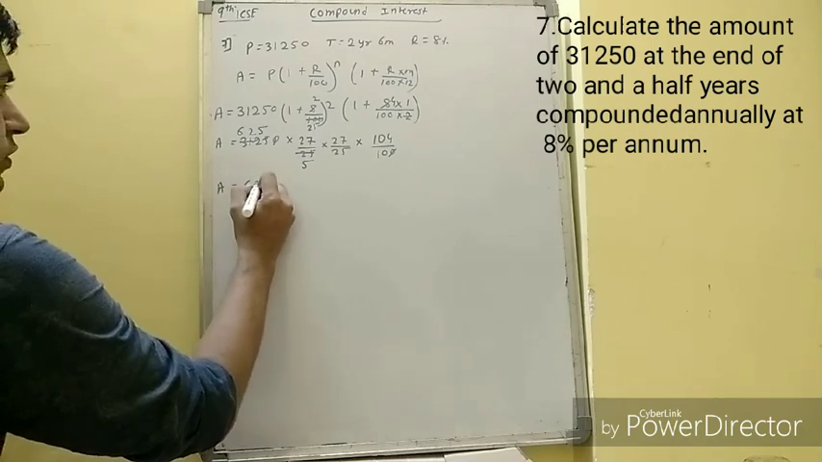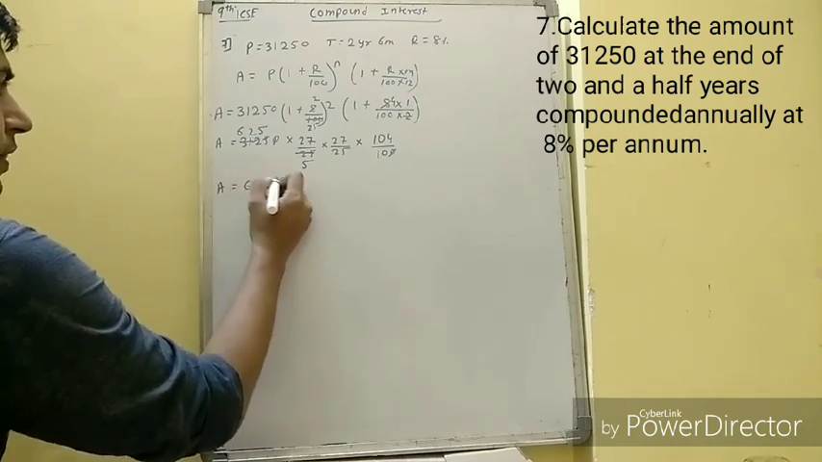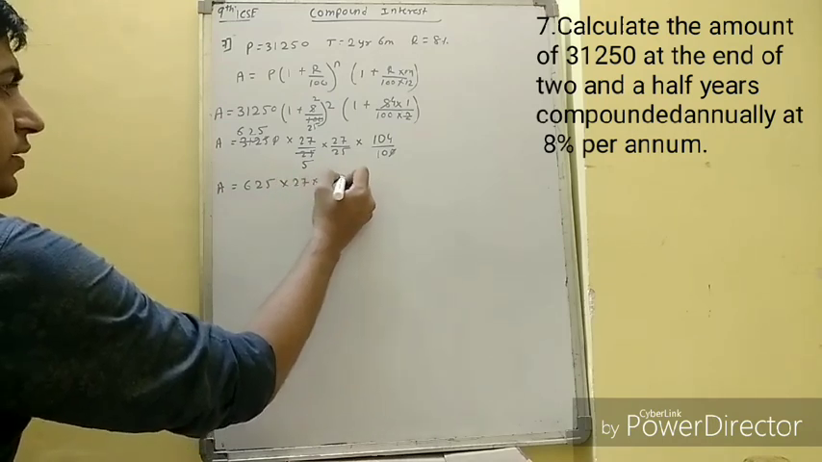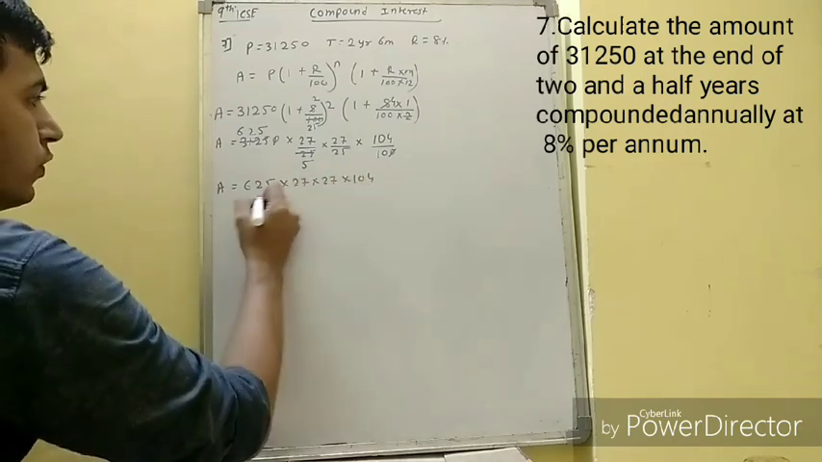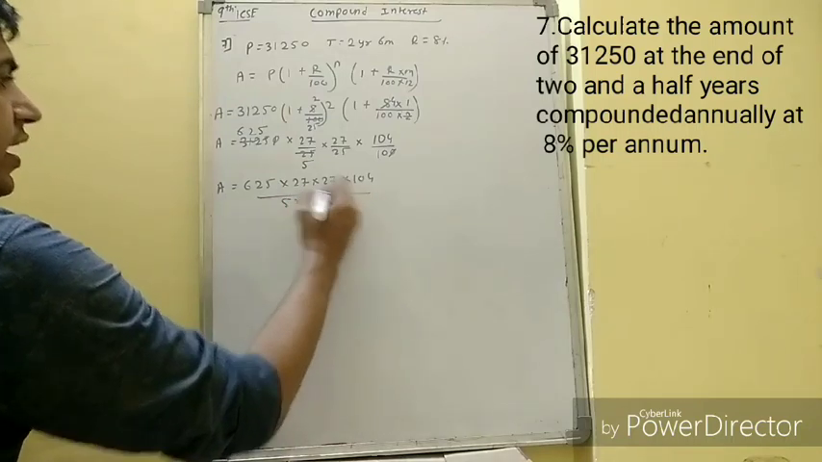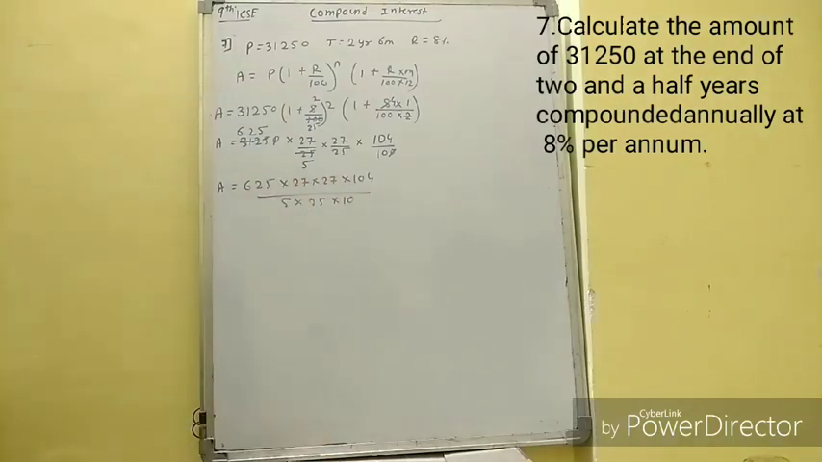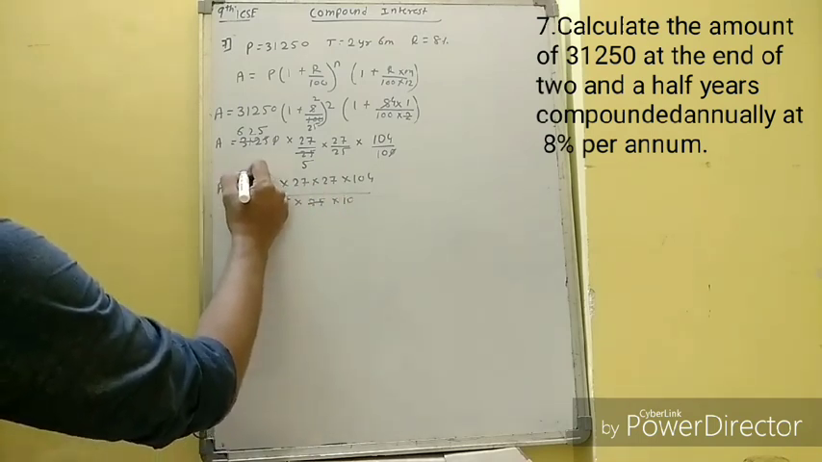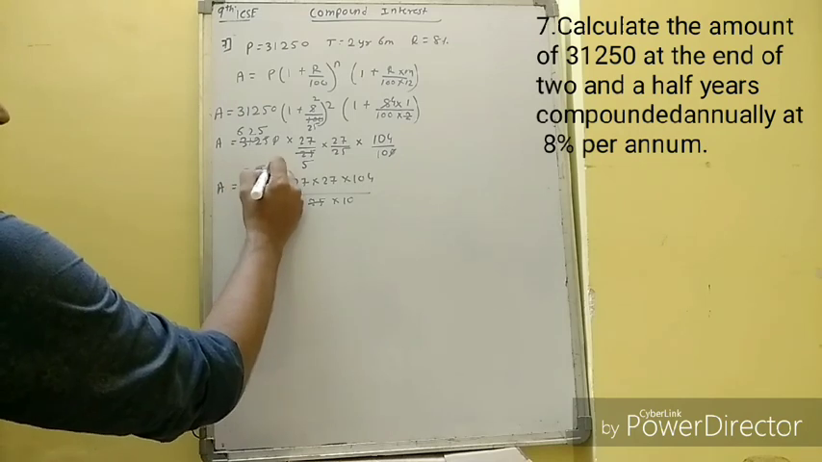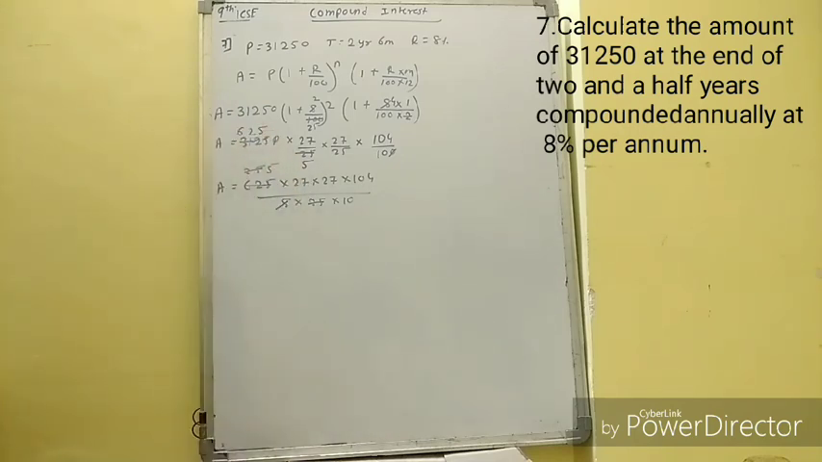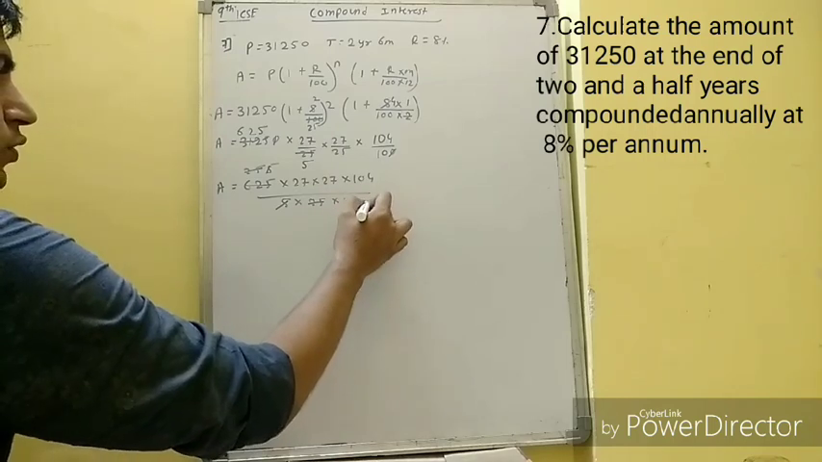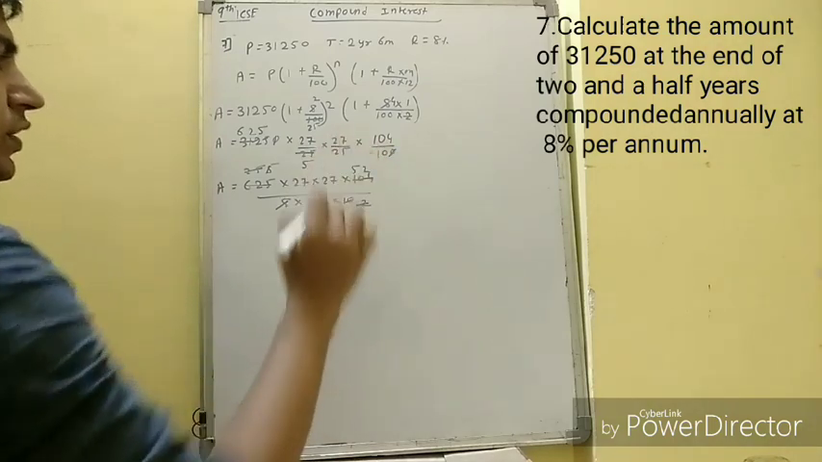Amount is equal to 625. Multiply 27 into 27, multiply by 104, and we have 5, 25 and 10. Okay, so 25 is a 625. 5 ones are 5, 5 fives are 25, so we have 5 over here, and 5 ones are 5, 5 twos are 10, 2 ones are 2, 5 twos are 10.